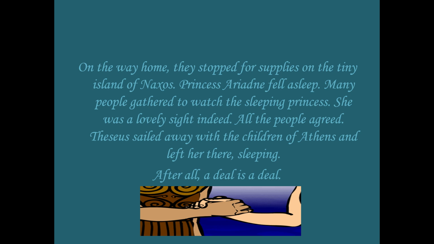On their way home, they stopped for supplies on the tiny island of Naxos. Princess Ariadne fell asleep. Many people gathered to watch the sleeping princess and believed that she was a beautiful girl. All the people also agreed to this assessment. Theseus sailed away with the children of Athens, and left her behind sleeping. So we can tell that Prince Theseus did not live up to his promise to marry Princess Ariadne.